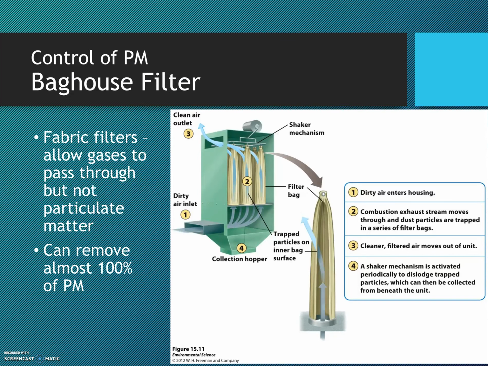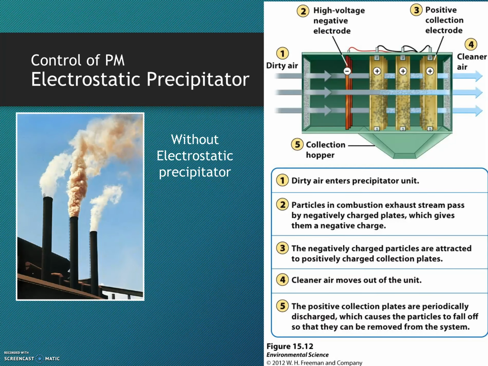A baghouse filter is the first way. It's essentially a big fabric bag that the smoke and gases can pass through, but not the particulate matter. It can remove almost all of the particulate matter if we use a baghouse filter. Another one is called an electrostatic precipitator. It has a positive side and a negative side, and the particulate matter is attracted to the positive or negative charge. And then the clean air moves out, and we can just clean those plates off.